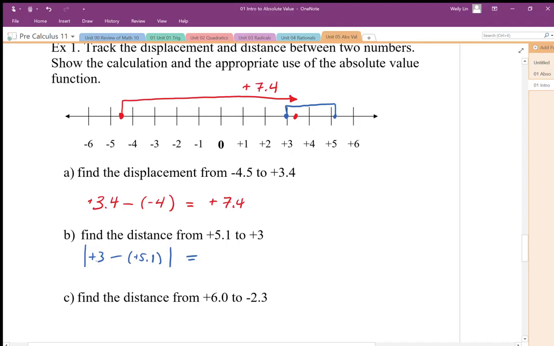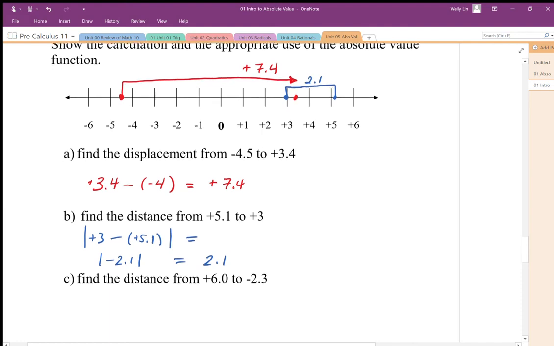So here we're going to end up with positive 3 minus 5.1, so we get the absolute value of negative 2.1. Okay, so we end up with a distance of 2.1. So this represents a distance of 2.1. The displacement was to the left, but the distance is 2.1.